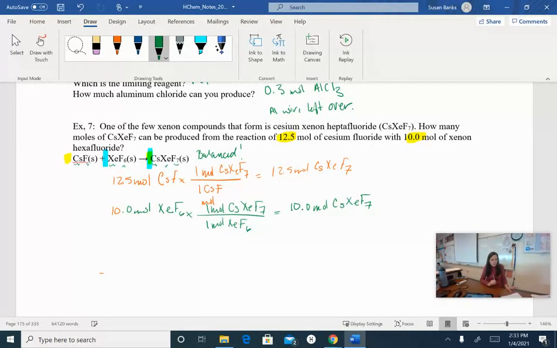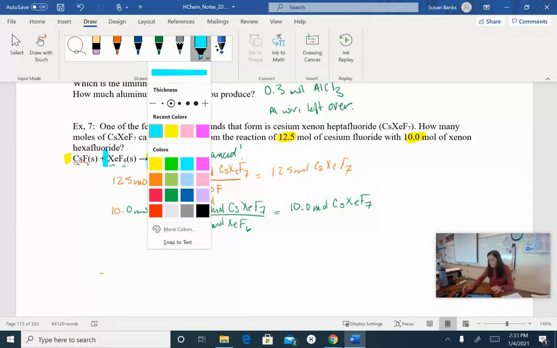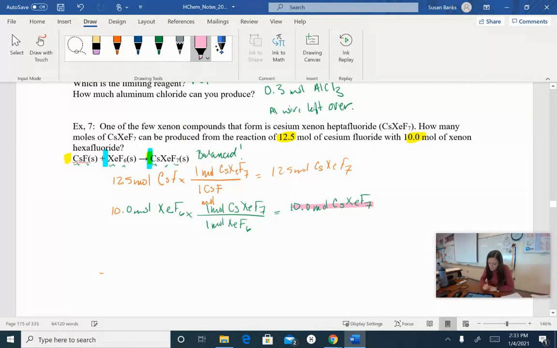Okay? So, like I said before, we are always going to look for the smaller of the two, because the smaller of the two is where we run out of something. So the smaller of the two is this. So that means xenon hexafluoride is my limiting reagent. So I run out of stuff. So this is my limiting. Xenon hexafluoride is limiting.